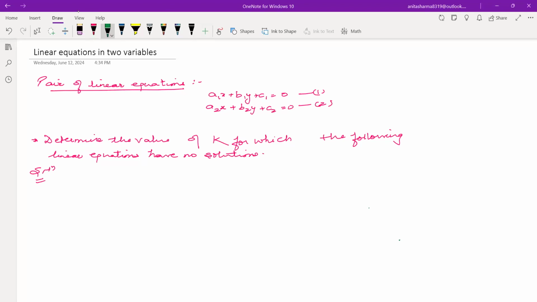So now we are given two equations. One is (3k plus 1) into x plus 3y minus 2 is equal to 0. And the second is (k square plus 1) into x plus (k minus 2) into y minus 5 is equal to 0. So these are our two equations. Before starting it, let's rewind. There were three cases.